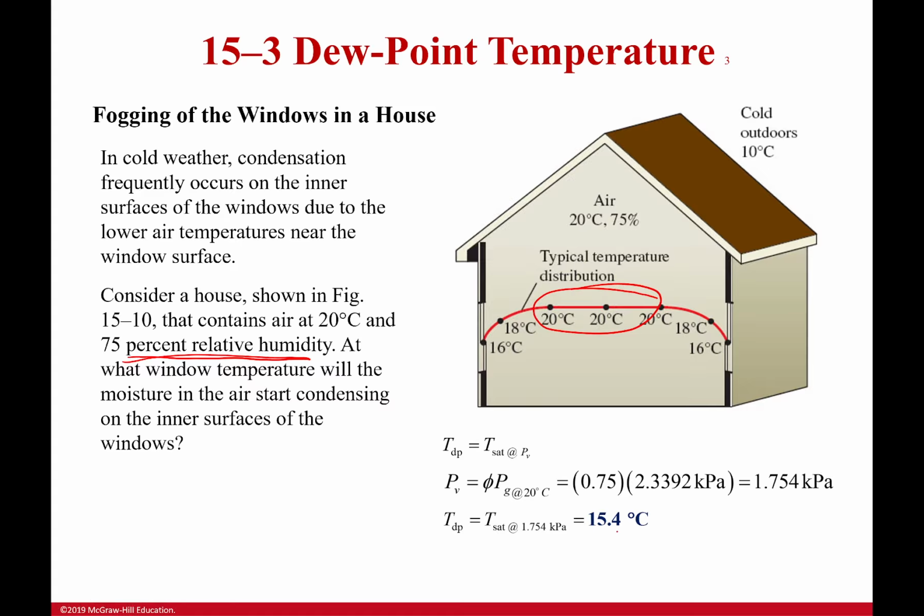So the dew point temperature is 15.4 degrees Celsius. My temperature inside the house at the windows is 16 degrees Celsius. So the answer to this question, will I start to see moisture condensing on the inside of my window, is no, I will not, because my window is warmer than the dew point. And because it is warmer, it's not going to begin to condense. If it got colder outside and my windows dropped to 15 degrees Celsius, I would begin to see condensation.